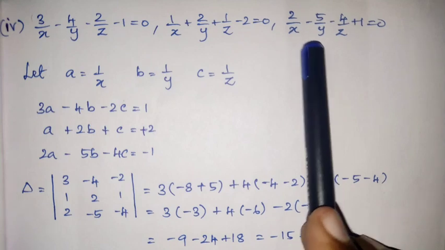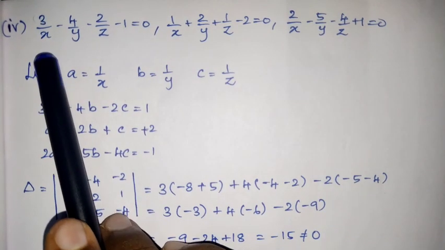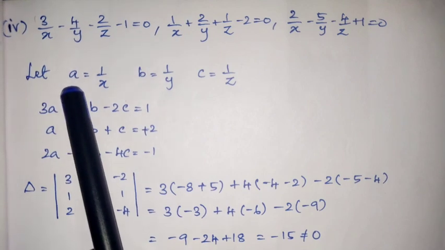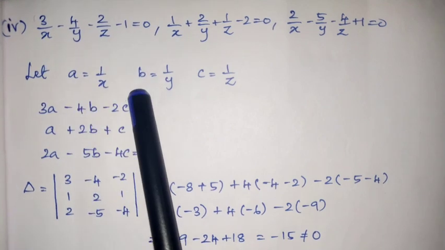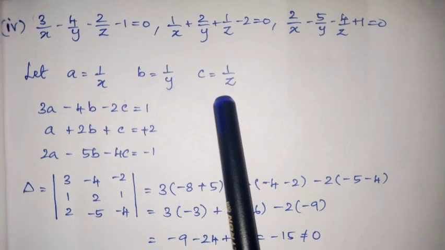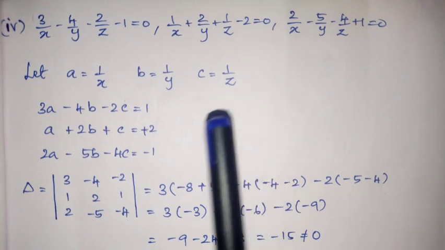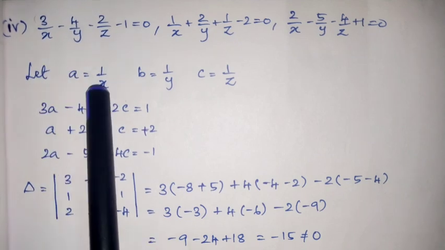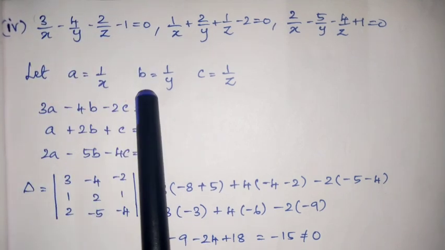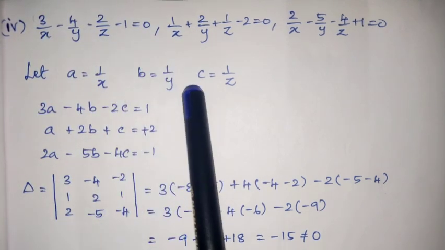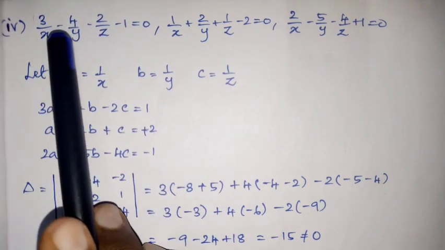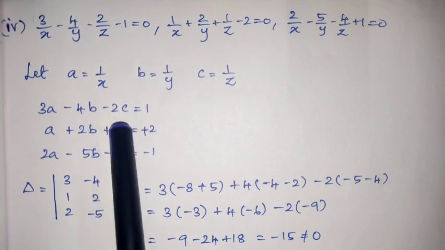So just replace this 1 by x by any variable. I have taken a. So a is equal to 1 by x, b is equal to 1 by y, c is equal to 1 by z. Okay. Now do the same procedure. So replace 1 by x by a, 1 by y by b, 1 by z by c. So replacing that, we have got this equation. 3 into a minus 4 into b minus 2 into c.